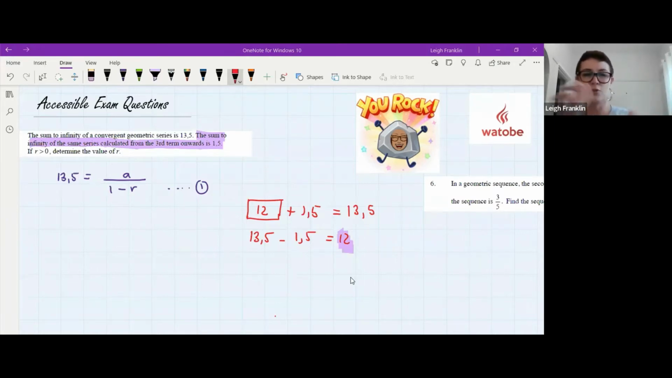The sum of the first two terms is 12. How are we going to write that? Remember, we're talking about converging geometric series. How do I write the first term of any pattern? I write it as?